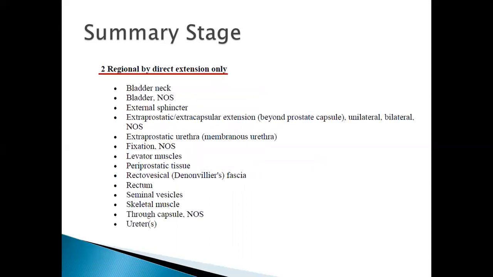Then we have summary stage 2, all right, regional by direct extension. The tumor has grown beyond the prostate, past that capsule wall, and into these structures or organs listed, all right? So here we have extraprostatic, extracapsular extension, okay? It doesn't matter if it's unilateral or bilateral, or if the pathologist doesn't state whether it's unilateral or bilateral, it doesn't matter, all right? So that is regional by direct extension only.